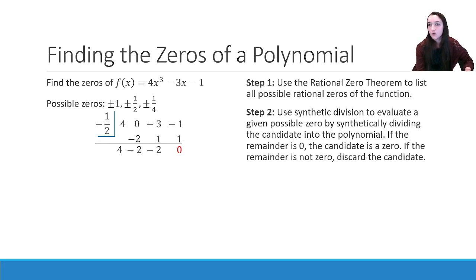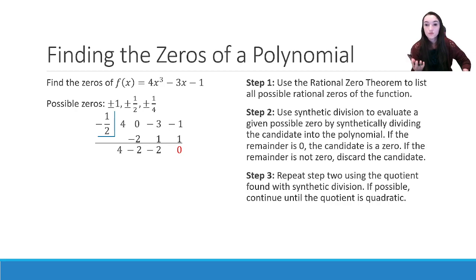So once you find 1 0, you can continue the process. So once I get here, I can continue, and I would check a new number. I can multiply in, I can go 4 times 1, and then add in that negative 2, and then multiply, and then I get a 0, and I see that 1 is a 0, and so you can keep going this way, or you can convert it into quadratic factoring. So we can repeat step 2 using the quotient that was found with synthetic division, or if possible, continue until you get a quadratic and then factor the quadratic. So that is really up to you.